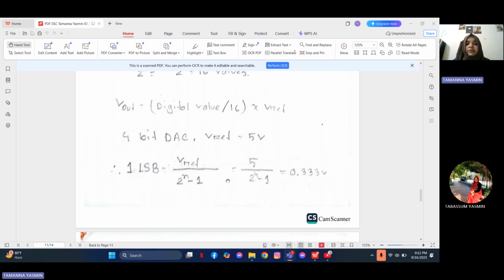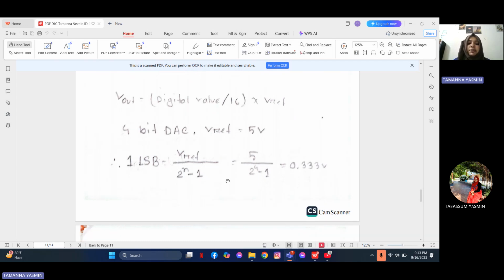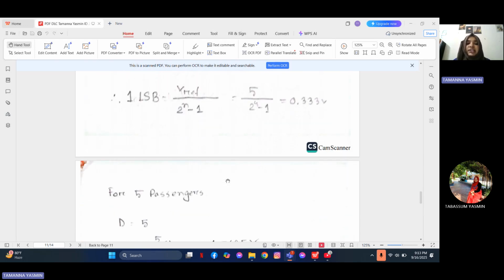The resolution, or the voltage change per step, is calculated as the reference voltage divided by the number of steps. So 5 volts divided by 16 gives us a step size of 0.3125 volt. For 5 passengers, the digital input is 5. So the output voltage is simply 5 multiplied by 0.3125 volt, which is equal to 1.562 volts.